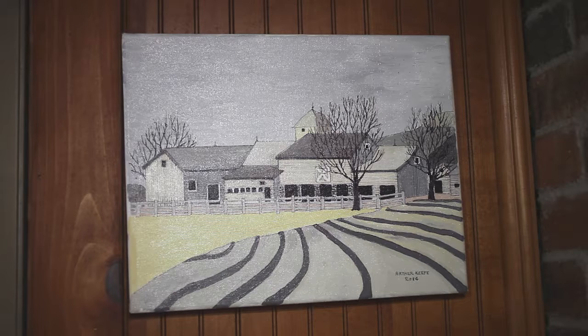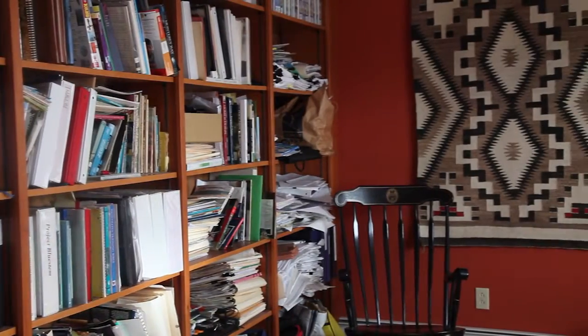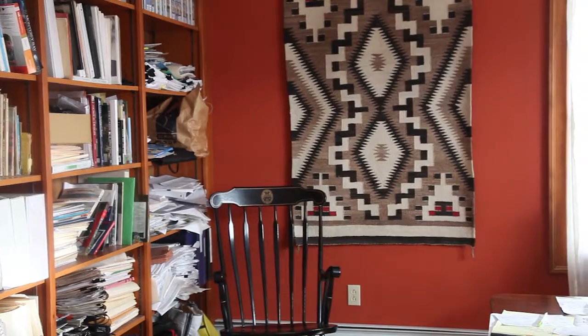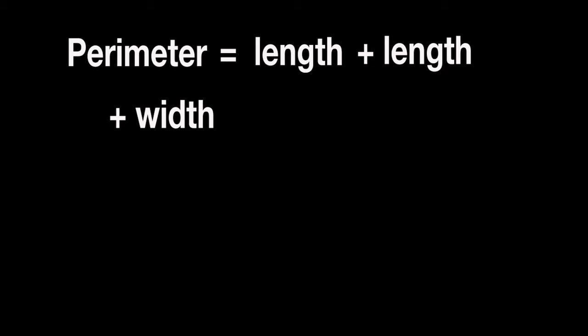Calculating the perimeter of polygons, which are figures with 3 or more sides, is easy. To find the perimeter of a polygon, such as this rectangular room, all we need to do is measure all the sides and then add them together. The formula for calculating the perimeter of a rectangle is perimeter equals length plus length plus width plus width.